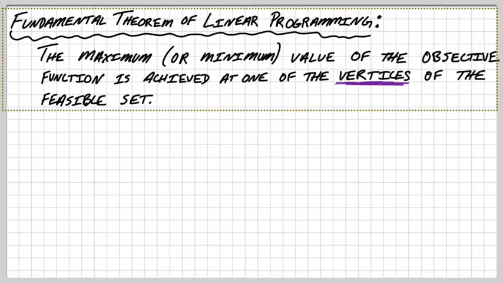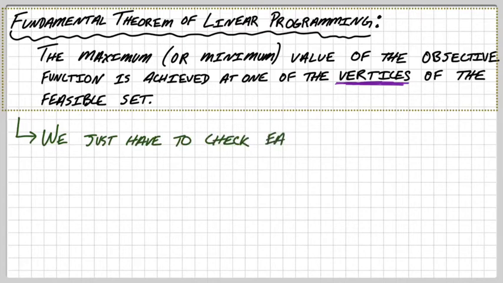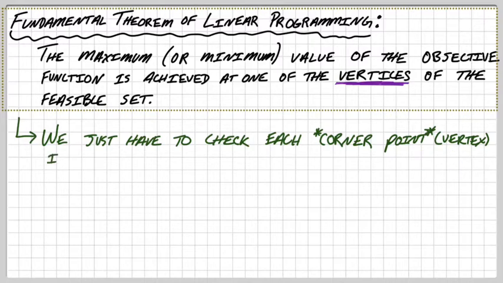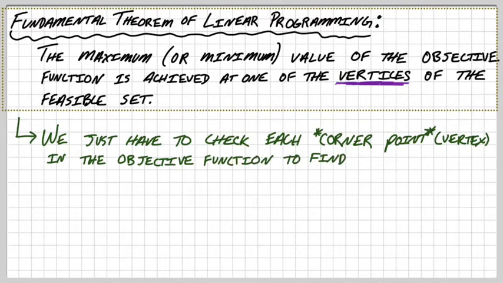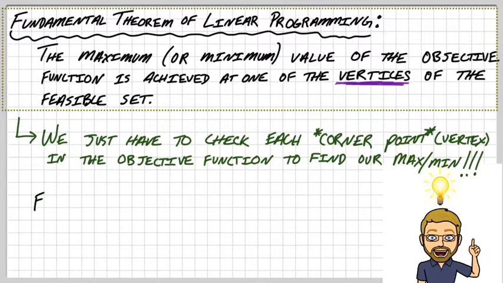So the max or the minimum value of our objective function is achieved at one of the vertices, which means to find our maximum profit or our minimum cost, we just have to check all the corner points, or the vertices, if you will. Each corner point is a vertex. We just have to check each corner point in the objective function. We plug it in, and we find out which one actually gives us our max or min. So you notice there's my light bulb moment there.